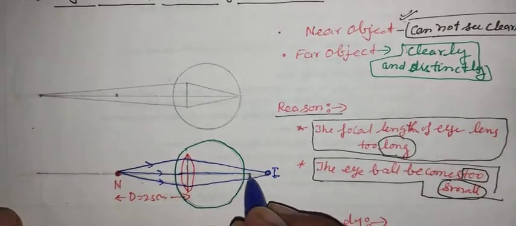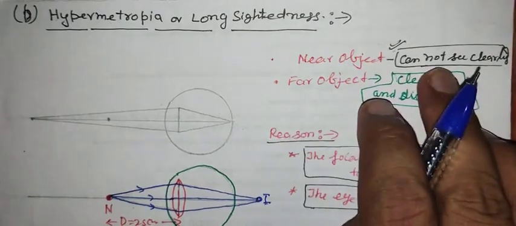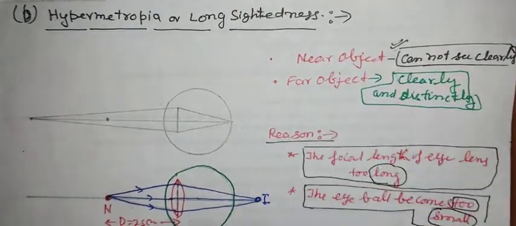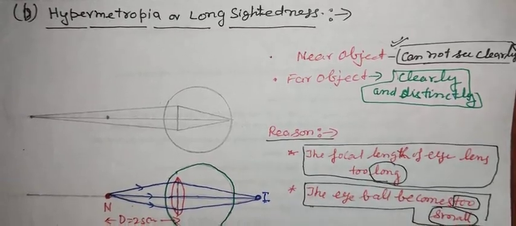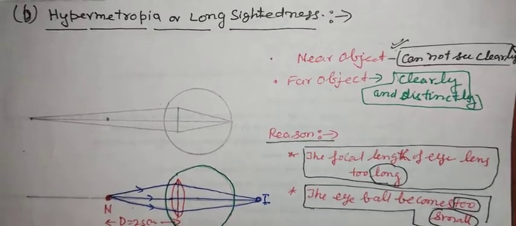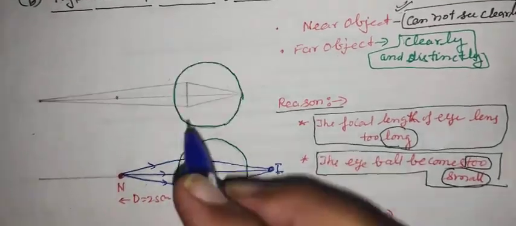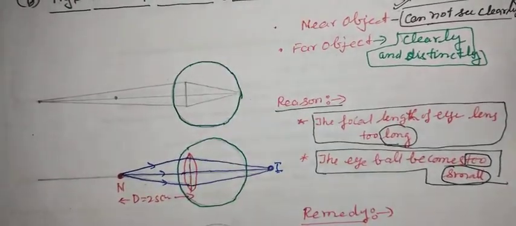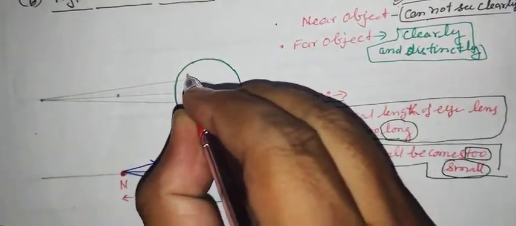Due to this, the person is not able to see a near object clearly. So what happens to the object? Then what does the human do if suffering from hypermetropia? See here what happens when a person is suffering. Then what he tries to do.